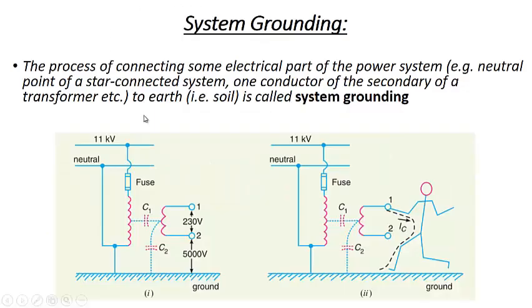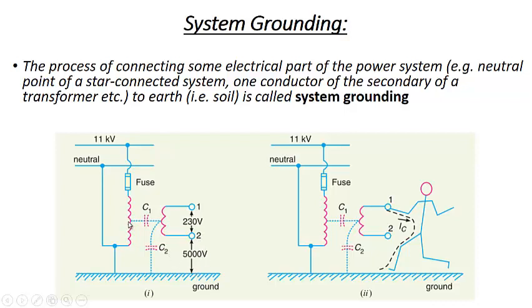Now coming to the system ground, let us say we have an 11 kV line and we have a transformer. This is the primary of the transformer, this is the secondary of the transformer. The primary voltage of the transformer is 11 kV and the secondary is 230 V. That is actually the distribution transformer. So let us assume that we have not connected these terminals to the ground. We don't use system grounding.